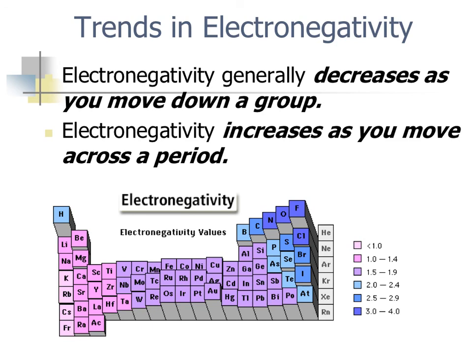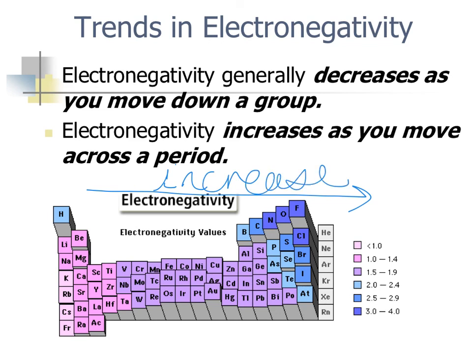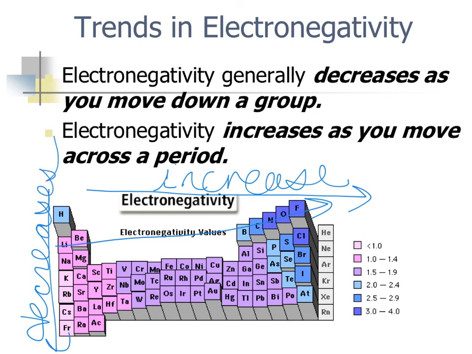So the trends for electronegativity: it increases as you go from left to right across a period. They get more and more electronegative, and there are not the funky anomalies that you have with ionization energy. And electronegativity decreases going from top to bottom down a family.